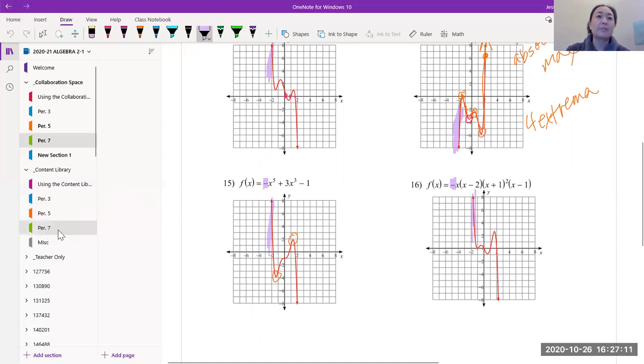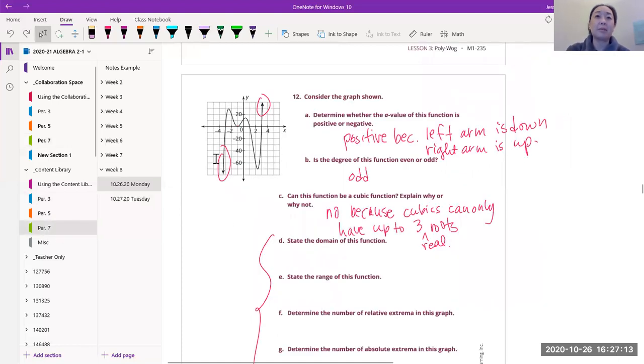Which is our a. So we go back and we see that it's down, which means that this is definitely going to have to be positive. So it's positive because the left arm is down and the right arm is up. The degree of this function is odd, because one arm is down, one arm is up. It's always opposite for the odd ones.